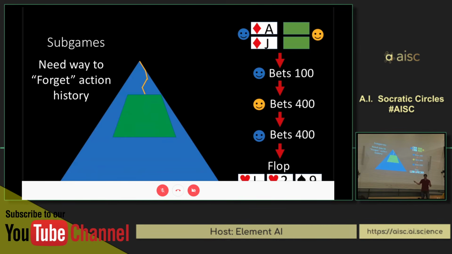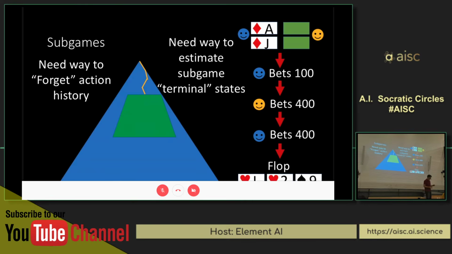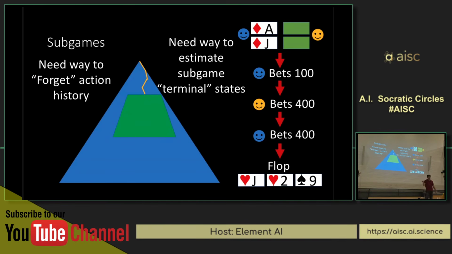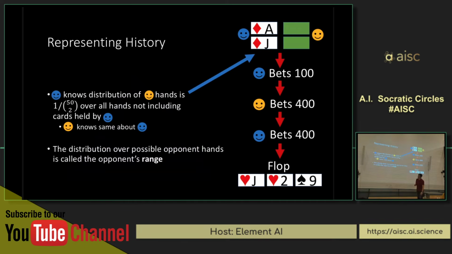Now, the key to do this, though, is I have to forget my action history. I have to figure out a way to do that, to forget the action history. And I need a way to think about it so that I don't have to go all the way down to the bottom of the tree. I need that estimation process. And that's really what DeepStack is coming up with, those two big pieces.